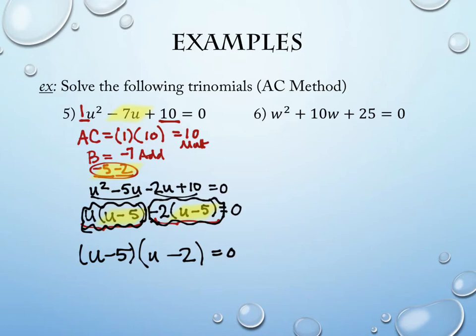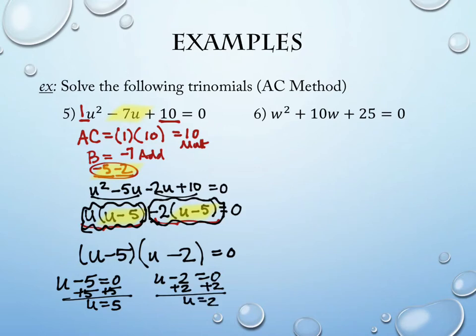We can set each part equal to 0. So u minus 5 equals 0, and u minus 2 equals 0. We'll add our 5, so u is 5. Add my 2, and u is 2.